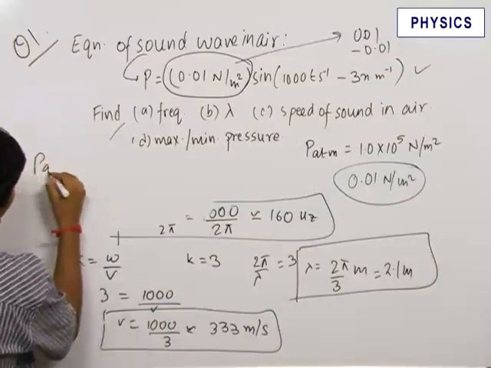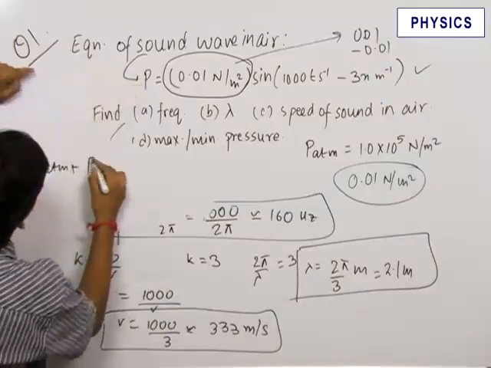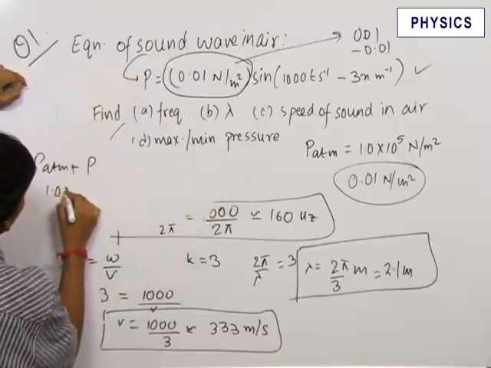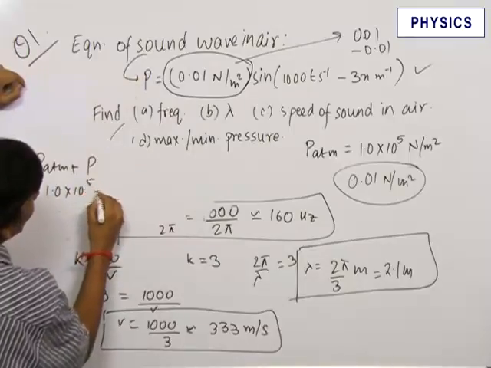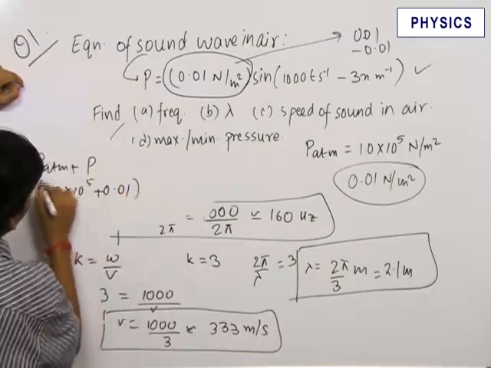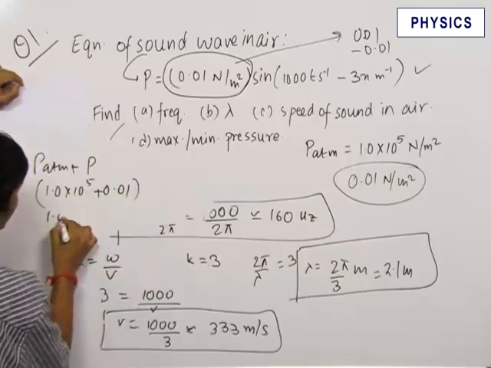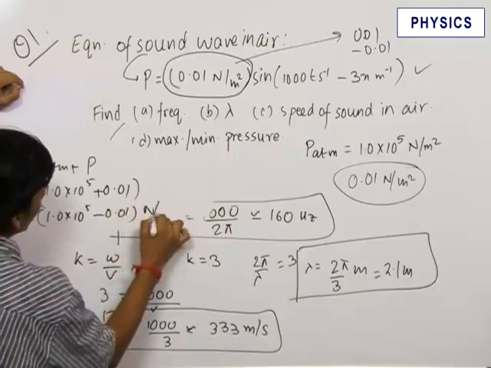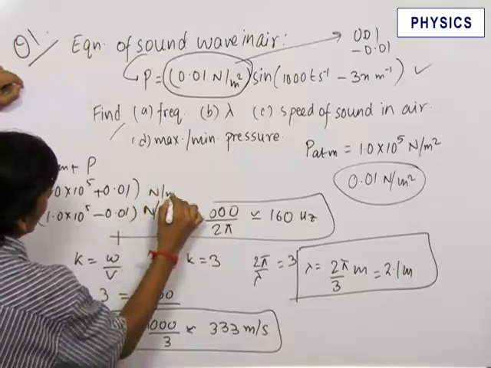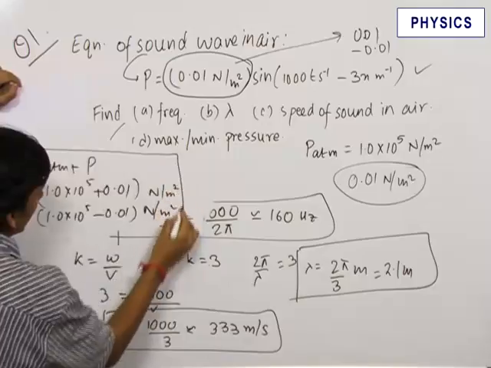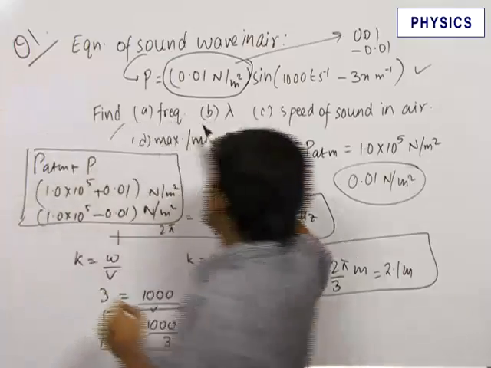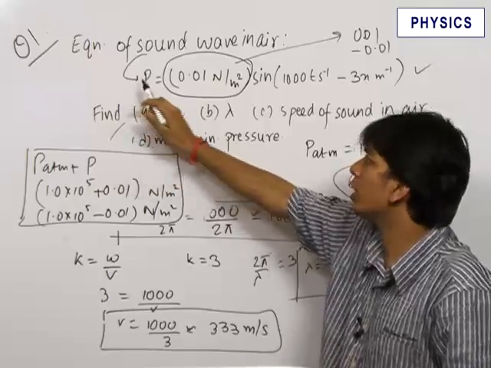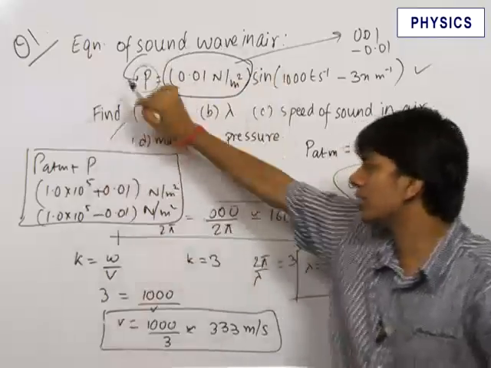P atm plus this P. Therefore the maximum value of pressure can be 1.0 into 10 raised to power 5 plus 0.01 and the minimum value for pressure can be 1.0 into 10 raised to power 5 minus 0.01 newtons per meter square. And this is our answer for the D part. So always keep this in mind that this is not the total pressure but this is the excess pressure. In all the equations of sound waves, this pressure is actually the excess pressure.